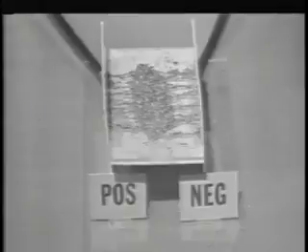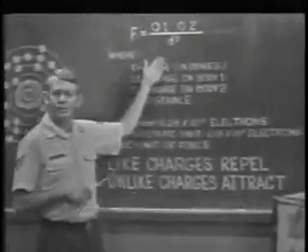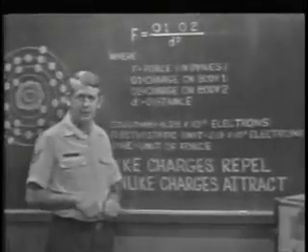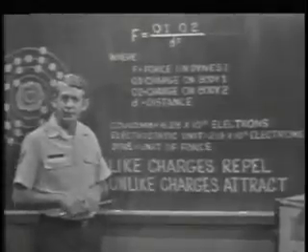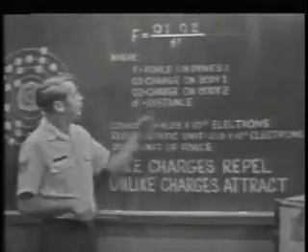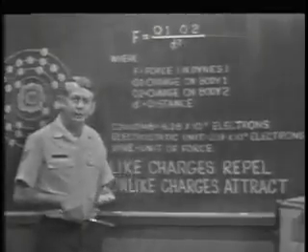Now, the strength of this field is determined by the amount of charge on each body and the distance separating them. This formula shows the relationship of the distance and the charge on two bodies. For example, if we increase d, the distance between two charges, the force will decrease. If we increase q, the charge on the body, the force will increase.